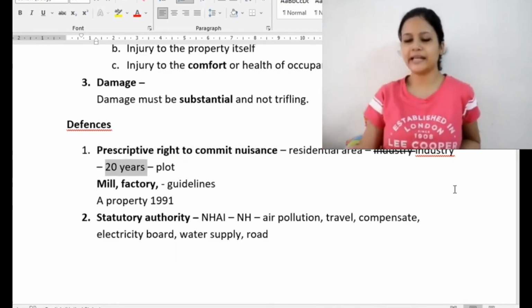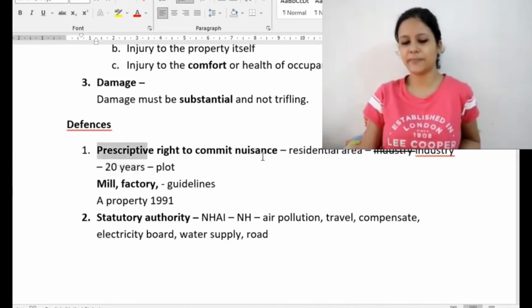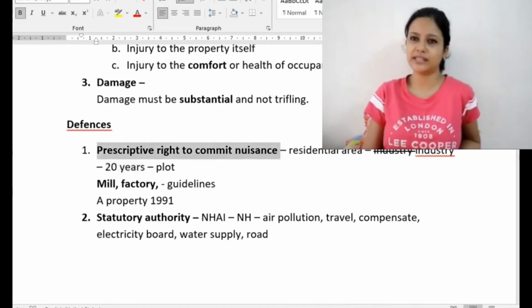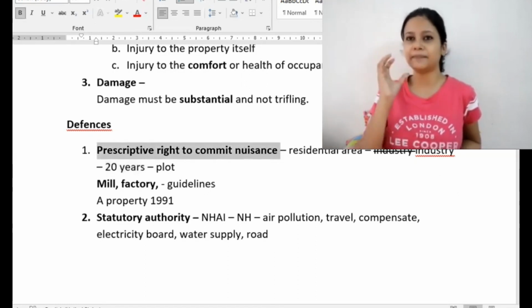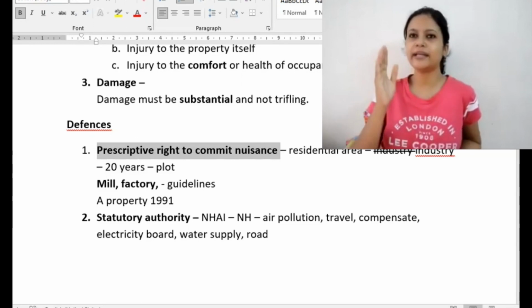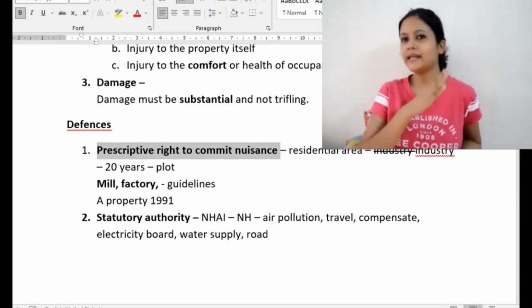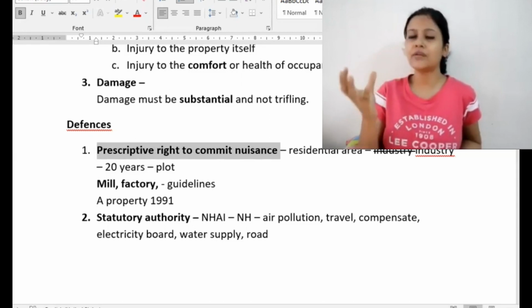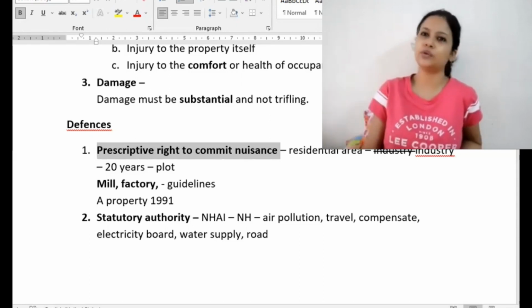Court will say that this industry has got a prescriptive right to commit nuisance. That means if some pollution, noise, or vibration is being caused continuously for 20 or more years, court will say that they have got a prescriptive right. Nobody asked any question in those 20 years, so now they have got a right to continue doing it.